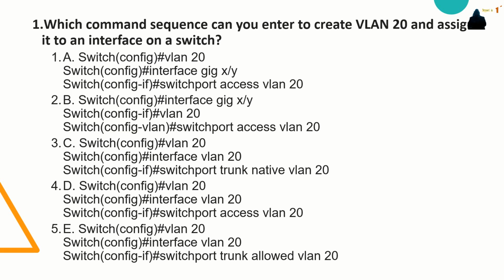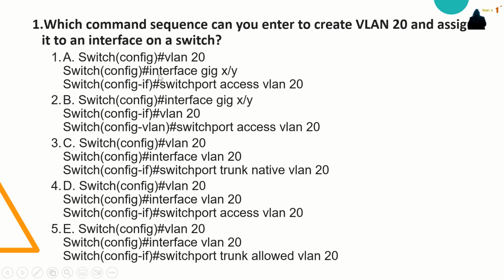Which command sequence can you enter to create VLAN 20 and assign it to an interface on a switch? First, we should create the VLAN using the command vlan with the VLAN ID or tag, here 20. Yes, it's correct. It should be VLAN 20. The first is correct. It can be correct.